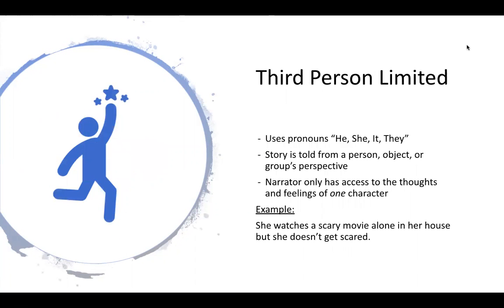So third person limited uses the pronouns he, she, it, and they. The story is told from a person, object, or group's perspective. The key factor that defines third person limited is that the narrator only has access to the thoughts and feelings of one character and one character only. An example here would be: she watches a scary movie alone in her house, but she doesn't get scared. You notice in this sentence, we only have the thoughts and feelings of one character, in this case being she.